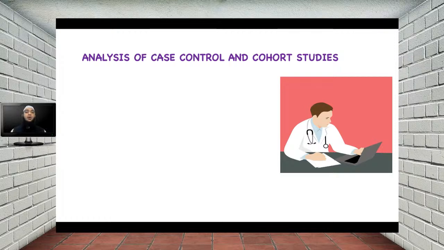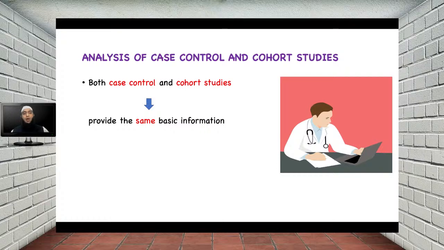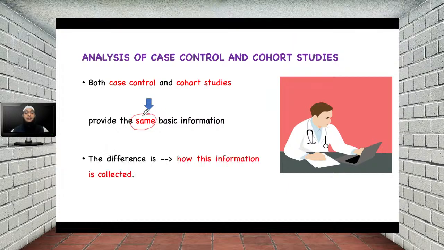Now let's see how you apply this statistic. In both case control and cohort studies, they provide the same basic information. The basic information that you receive from both kinds of study, case control and cohort, is the same. So you are getting the same basic information, but the difference is how this information is collected. That is an important difference.